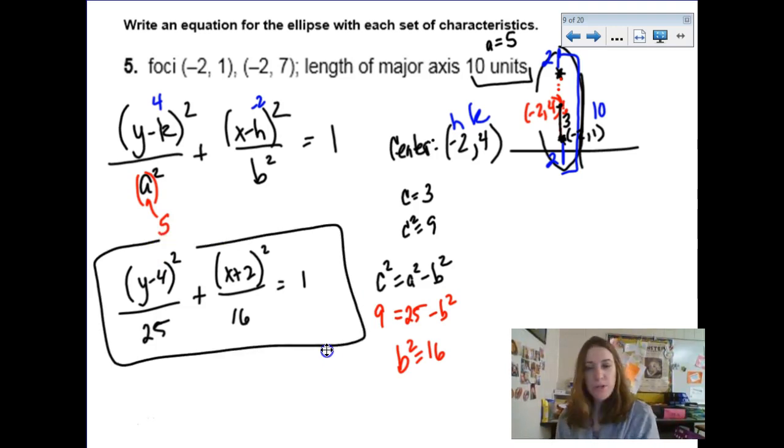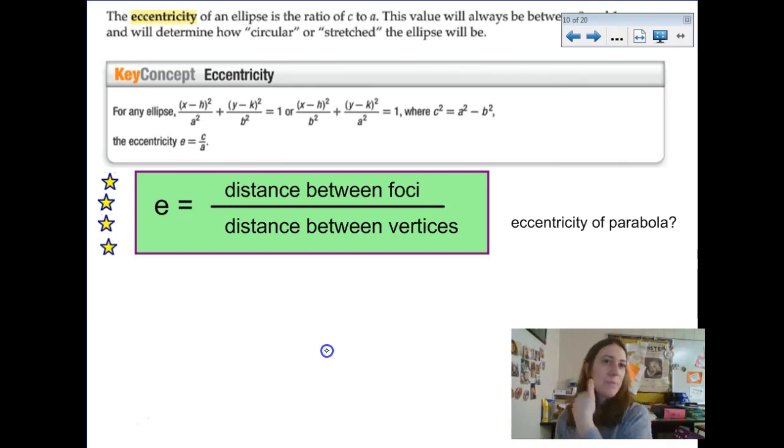Alright, one new topic. It's kind of a hard one to visualize, but once you look at the formula, it kind of makes sense. Eccentricity. So eccentricity is basically measuring how circular your ellipse is. It's the distance between the foci divided by the distance between the vertices. Okay. So the eccentricity formula that they're going to have you use here is just c divided by a.